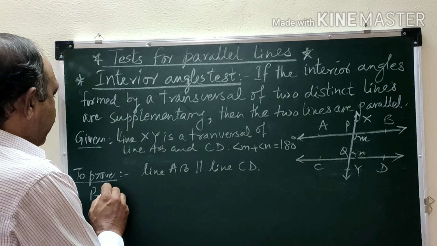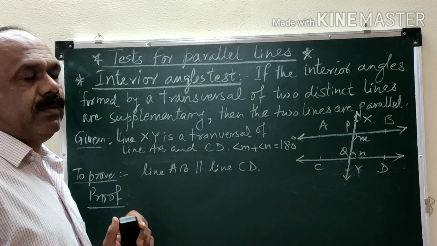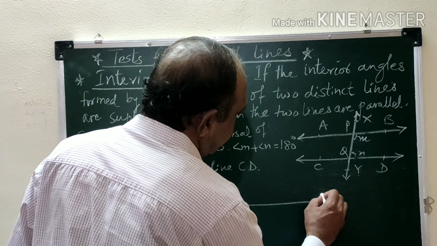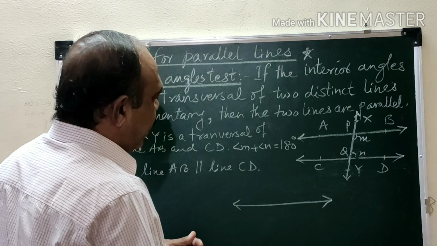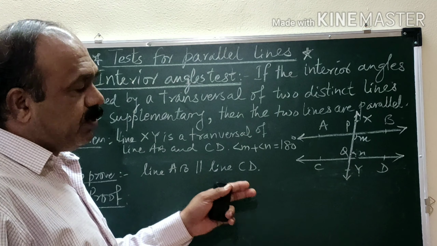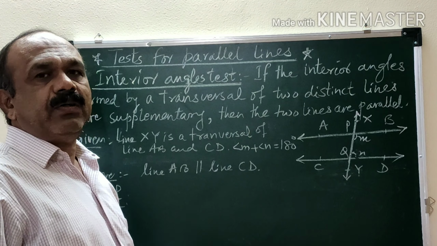Now we will do the indirect proof. We have to prove that lines AB and CD are parallel, but we will assume that these two lines are not parallel. It means that these two lines are intersecting each other. So we will draw another figure. Now this proof is given in your book, but this theorem will not be asked in the exam. But using this theorem, we will prove the next two theorems.